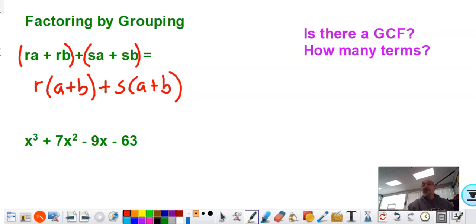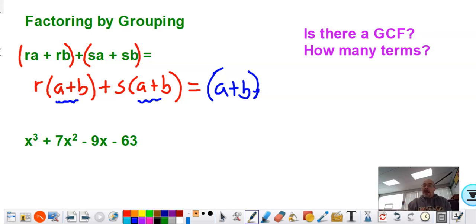Oh, look at that, ladies and gentlemen. They both ended up with an A plus B. So that is one of my factors, A plus B. So what I'm going to do again, I'm like pulling out a GCF again. When I pull out that A plus B, what is left? The R plus S. Isn't that cool? That is my answer.